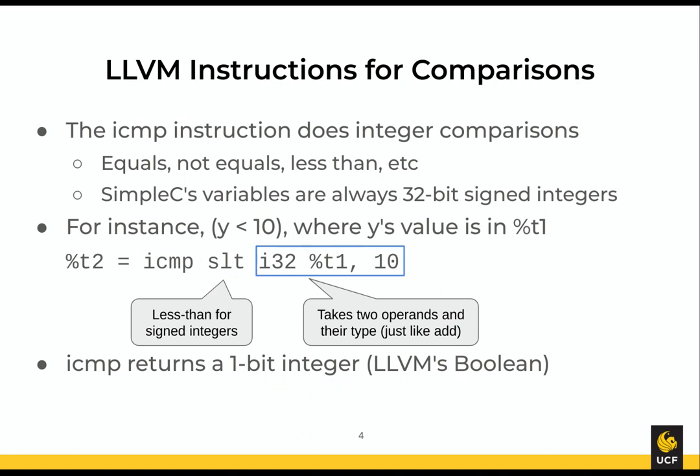So questions on this? Questions on the integer comparison instruction? Yeah. So the T2 would be a 1-bit integer. Yeah, exactly. So the value that T2 holds is a 1-bit integer. Exactly right. The return type of this icmp is I1, or 1-bit integer. Other questions?